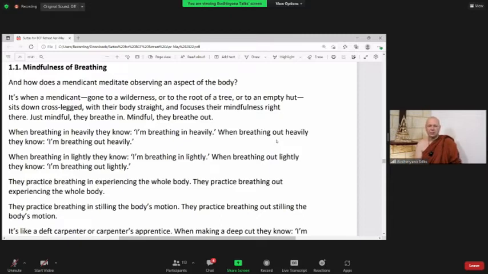They practice breathing in, experiencing the whole body. They practice breathing out, experiencing the whole body. They practice breathing in, stilling the body's motion. That's just the breath. They practice breathing out, stilling the body's motion. So that is how the breath meditation is explained in connection with the body.